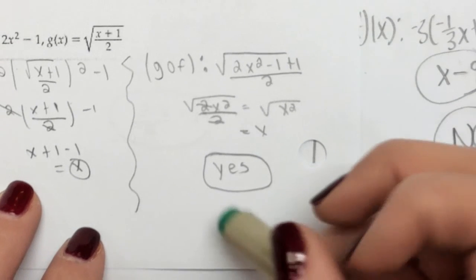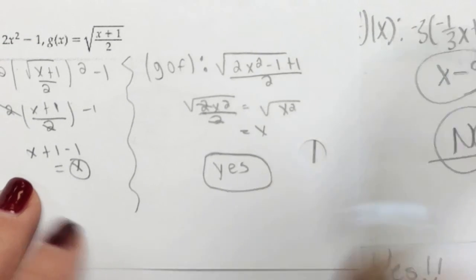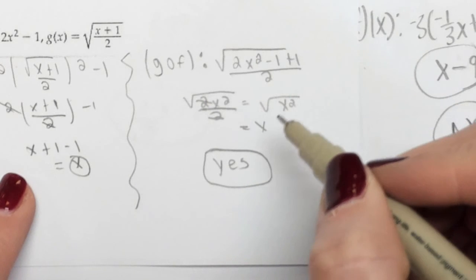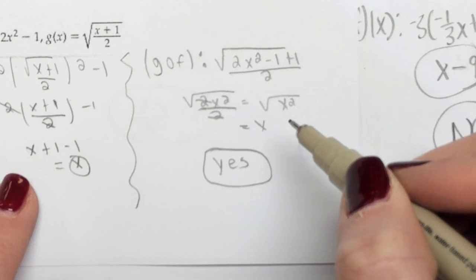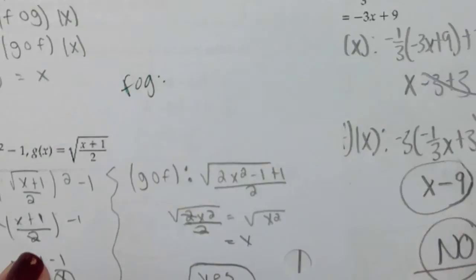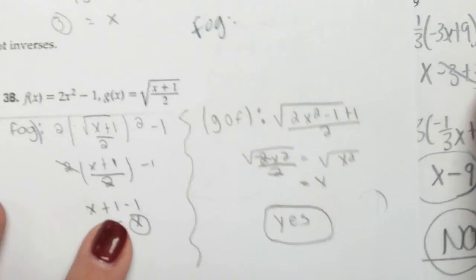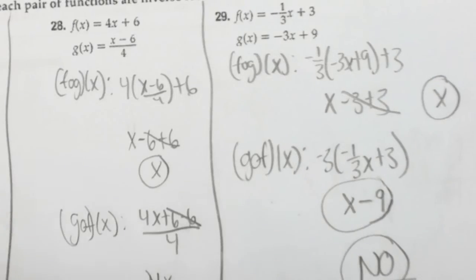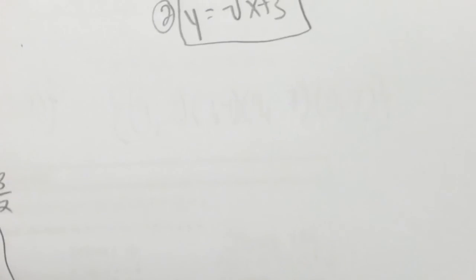This person only did one of them, but got yes. So I'll go over the f of g one, but for g of f, did y'all get square root of x squared and get x? Yes, no? Yeah. Okay, so let's go over f of g. No. No? Okay, let's go over both of them. Okay, let's look at this one.